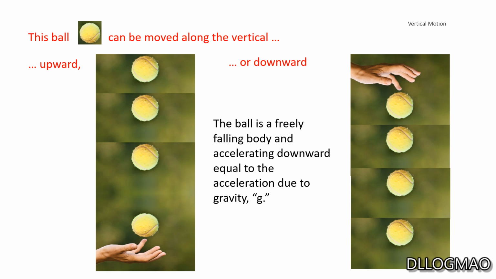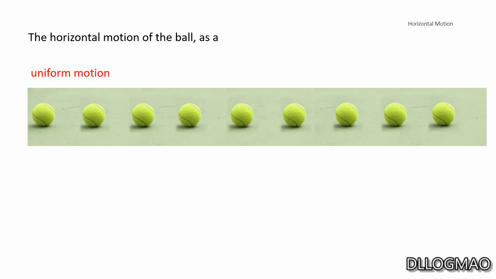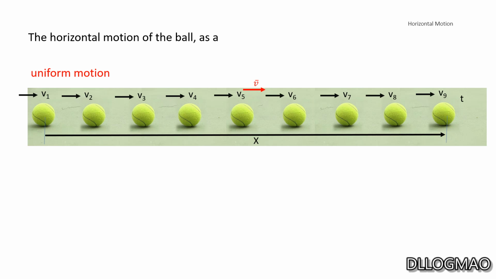The horizontal motion of the ball has a uniform motion. The instantaneous velocities v sub 1, v sub 2, v sub 3 up to v sub 9 are equal. The average velocity, v bar, is equal to the instantaneous velocity. With the total time of motion t and the distance traveled x, the distance traveled x is equal to the product of average velocity and time of travel.